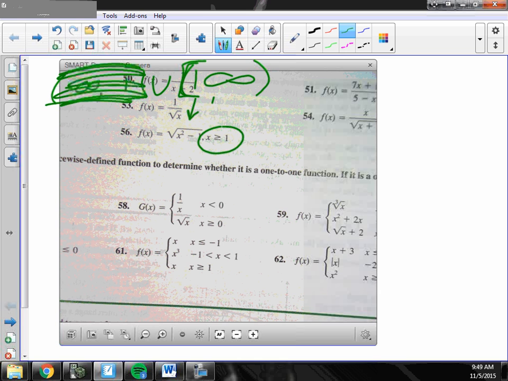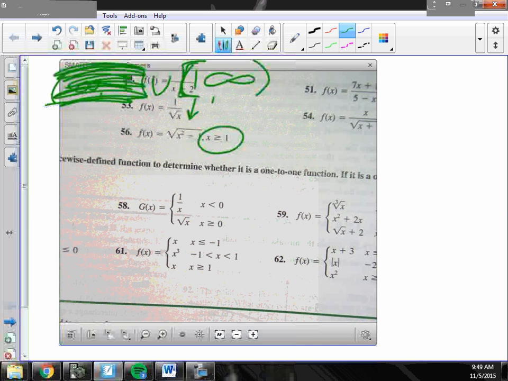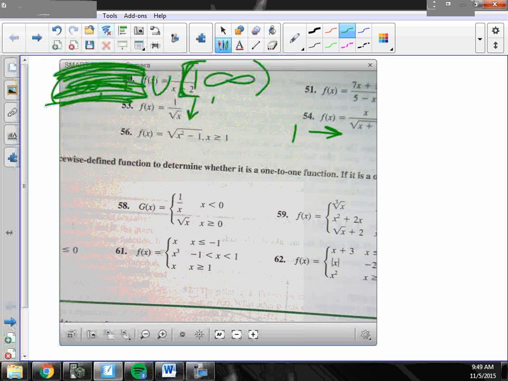So I can get rid of all of this stuff. So now I know the domain. The domain of the inverse is just the range associated with this domain. So let's start looking at it. If I plug in 1, 1 spits out, so 1 squared is 1, minus 1 is 0, and the square root of 0 is 0.